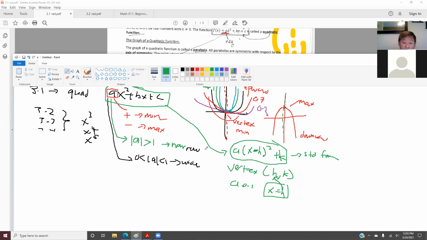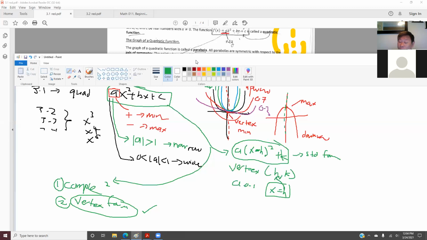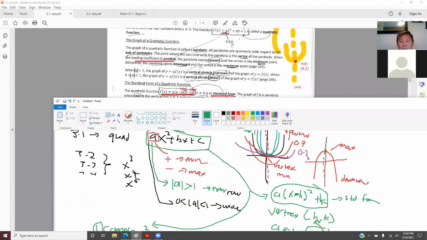There are two ways to do it. One, you perform completing the square. Two, you use the vertex formula. Which one do I strongly suggest? Definitely the vertex formula, because if you do completing the square, it will take you 5 steps and it's going to be very, very tough. The only thing about the vertex formula is you need to know the formula. If you do not know it, like the quadratic formula, you're probably pretty screwed.